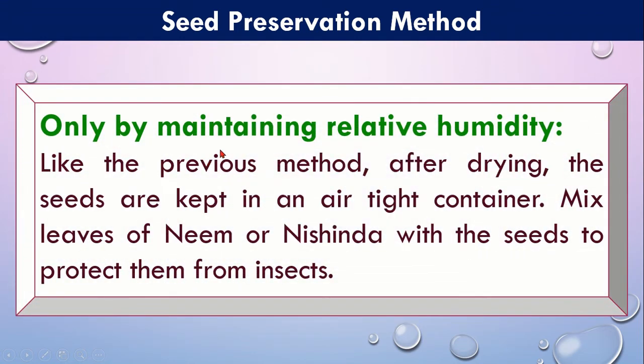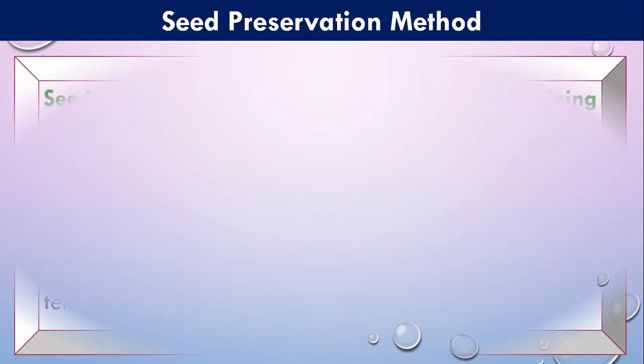Next one is only by maintaining relative humidity. Like the previous method, after drying, these seeds are kept in an airtight container. Mix leaves of neem or nishinda with the seeds to protect them from insects. That means if we use a drum or a bucket and put some leaves of a local medicinal plant like neem or nishinda inside the drum or bucket and make it airtight, then you can preserve that seed. This is a local method as well.